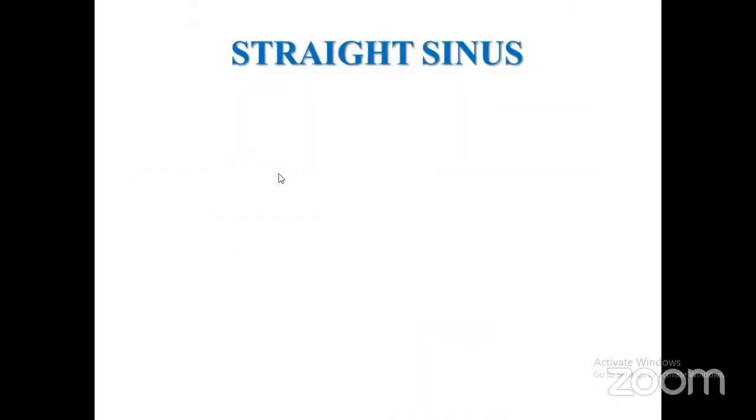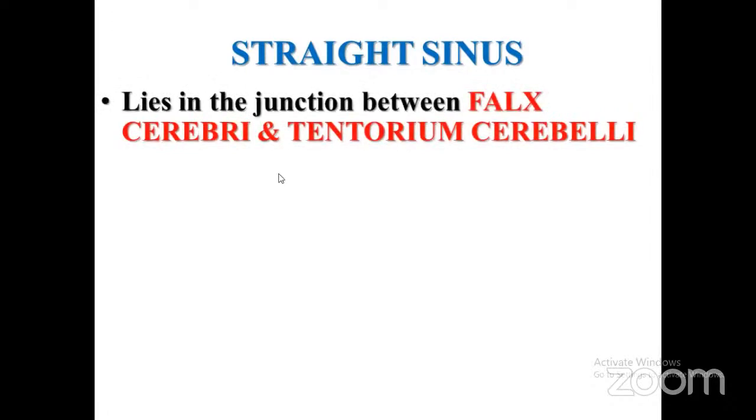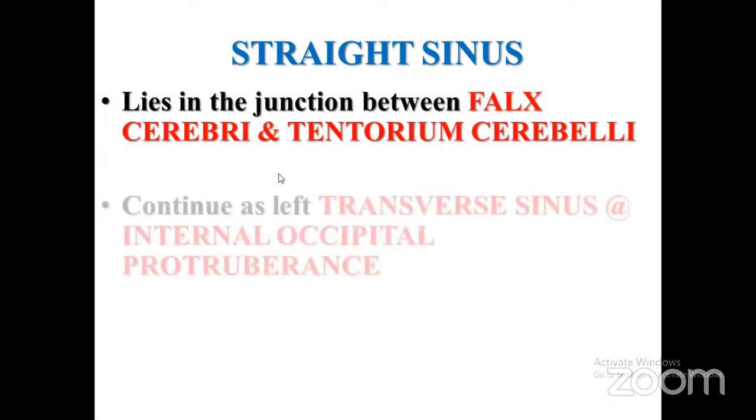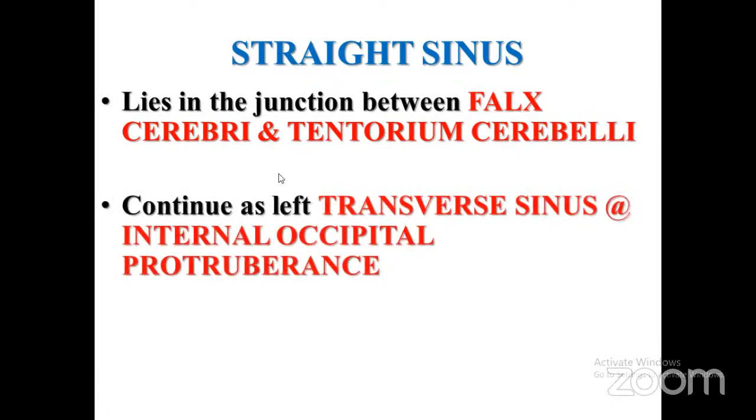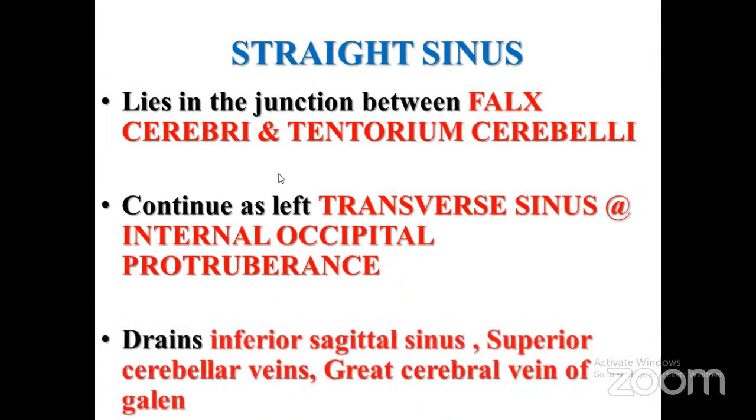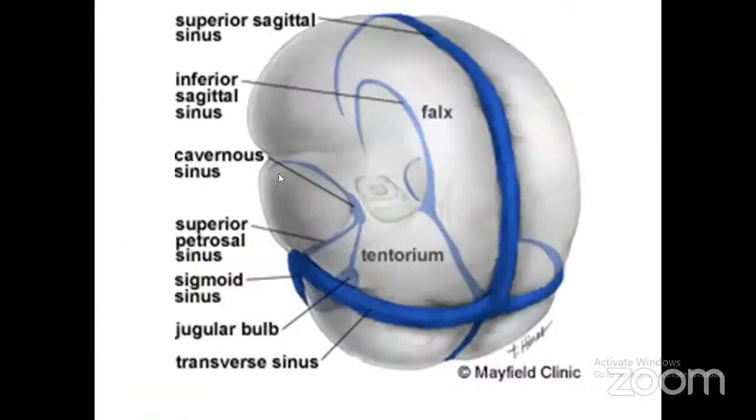Coming to the straight sinus, it is lying in the junction between the falx cerebri and tentorium cerebelli. It is continuing as the left transverse sinus. At what point? Internal occipital protuberance, also known as what? Confluence of sinuses. And it drains the inferior sagittal sinus, superior cerebellar veins, because it is present at the junction of tentorium cerebelli, and the great cerebral vein of Galen, which is formed by the two internal cerebral veins, which drain the deeper parts of the cerebral cortex.